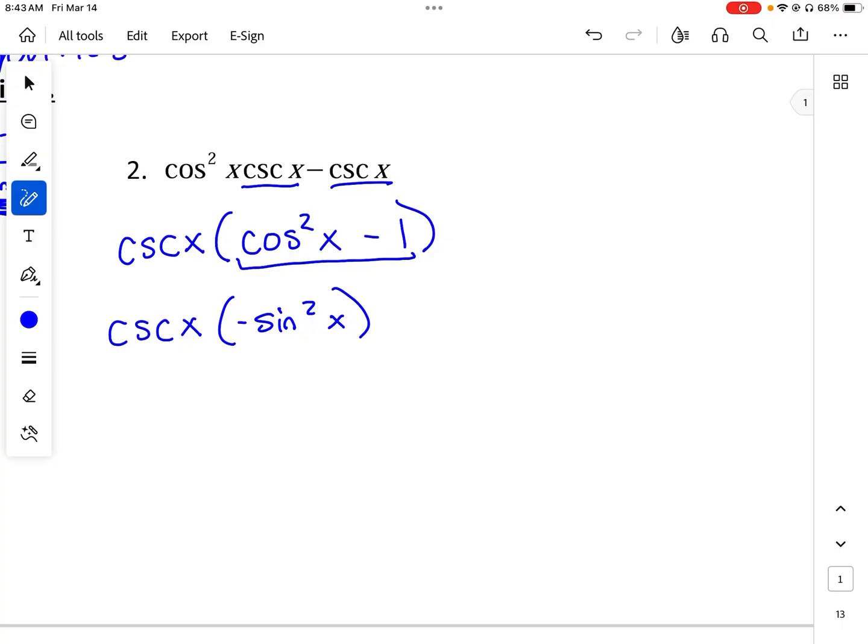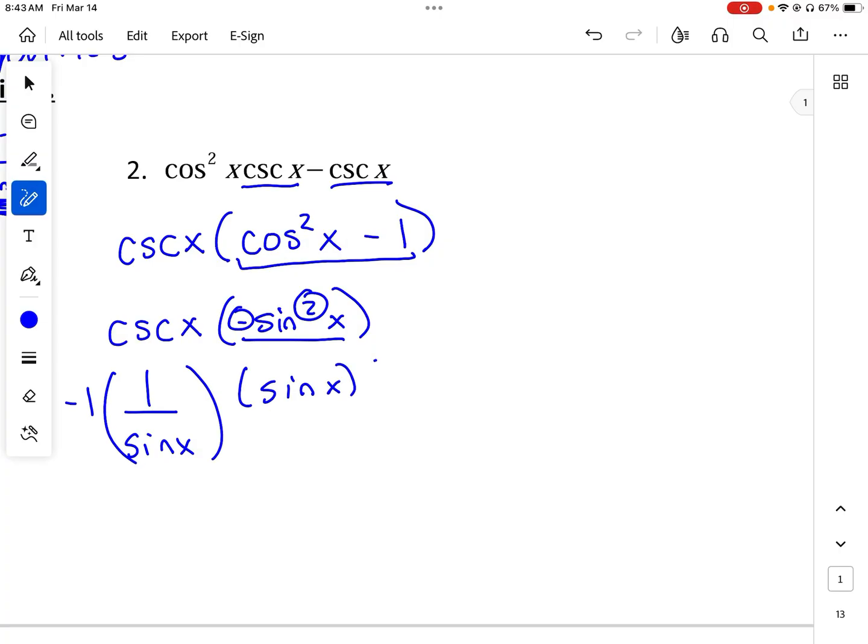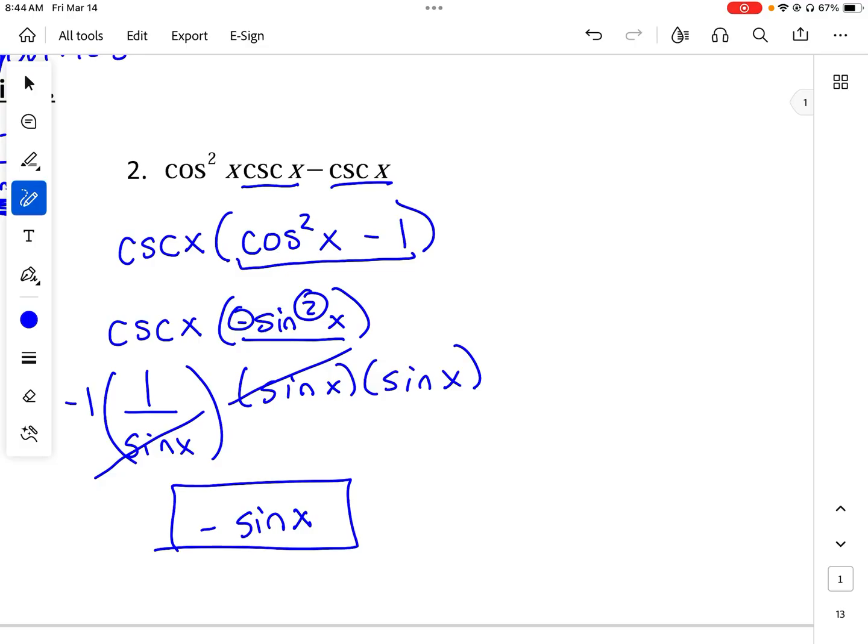All right, so look at cosecant on our identities. Cosecant is found by doing 1 over sine x. And then this is squared, so let's factor out front negative 1. This is times sine x times sine x. So then I can simplify these out, and I just get negative sine x.